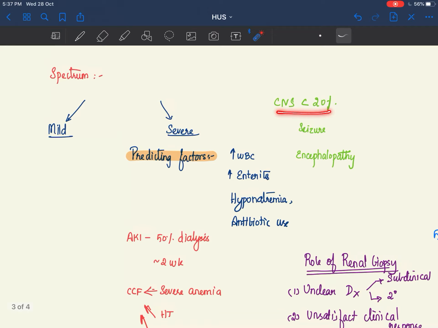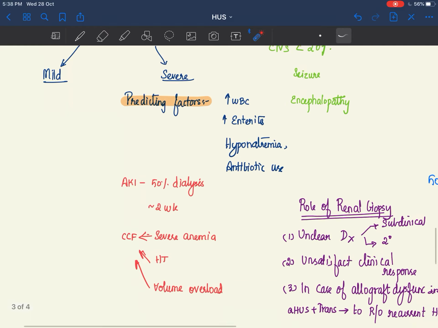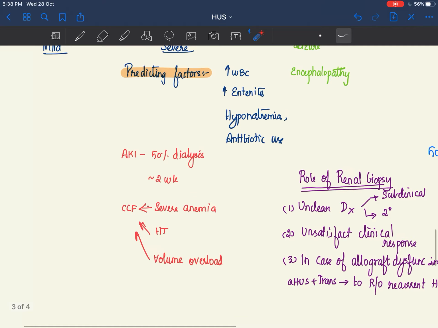CNS manifestations, less than 20% have them in the form of seizures and encephalopathy. So, what predicts children going on to have these 3 severe manifestations? If the WBC count is high, if the initial enteritis is very severe, hyponatremia and antibiotic use predict them having a severe HUS. Alright, now the child has presented, with a mild or moderate or severe sort of presentation.